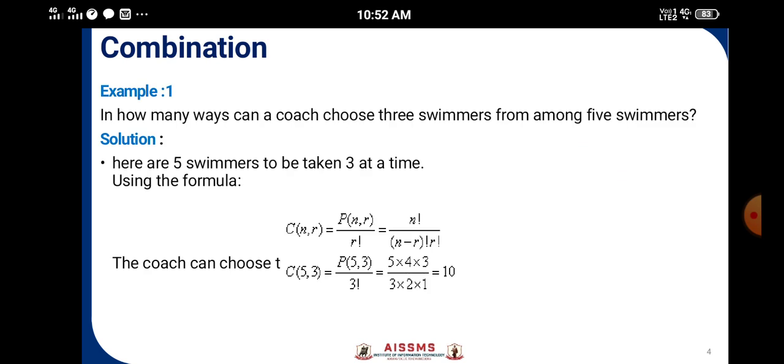Consider the example for combination. In how many ways can a coach choose 3 swimmers from among 5 swimmers? Here are 5 swimmers to be taken 3 at a time. Using the formula nCr equal to n factorial upon n minus r factorial into r factorial, we get 5 into 4 into 3 upon 3 into 2 into 1, that is 5 factorial upon 5 minus 3 factorial into 3 factorial. So the answer that we get is 10.